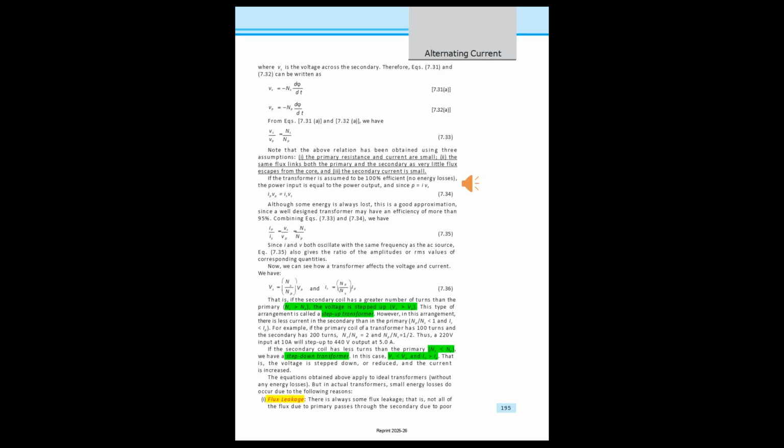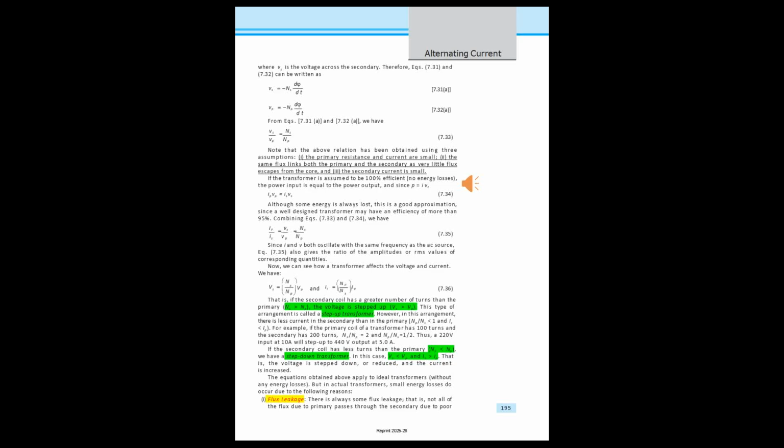If the secondary coil has fewer turns than the primary, that means NS is less than NP, we have a step-down transformer. In this case, Vs is less than Vp and Is is greater than Ip. That is, the voltage is stepped down or reduced and the current is increased. This is what happens in the case of an adapter, which will transform 230 volts to the desired output voltage such as 5 volts, 6 volts, or 9 volts.